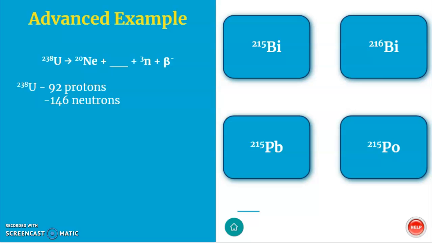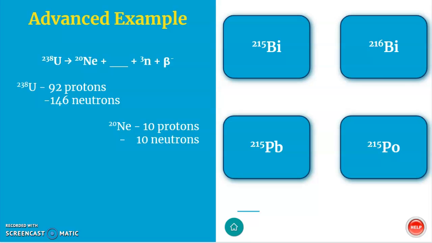Now let's check out our other side, starting with the easiest, most straightforward thing to deal with, which is neon-20. Neon always has 10 protons. Neon-20 means that we also have 10 neutrons. 10 and 10 equals 20. Those free neutrons, this can happen, and with something like the fission of uranium, sometimes we do just have neutrons that aren't associated with any atomic nucleus. They're just free and floating around.